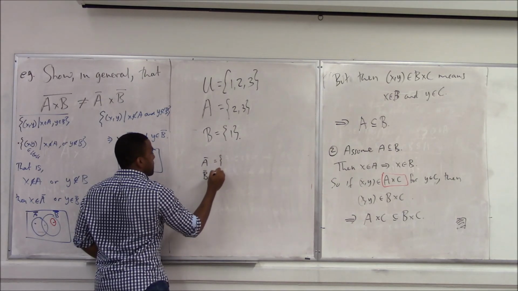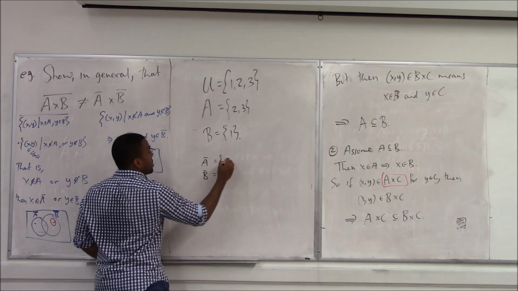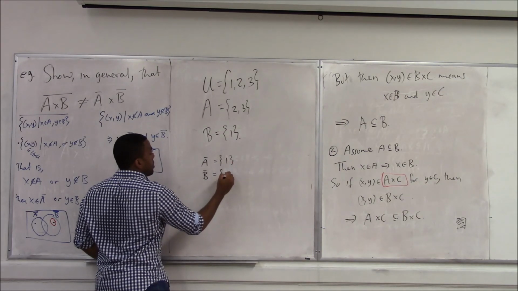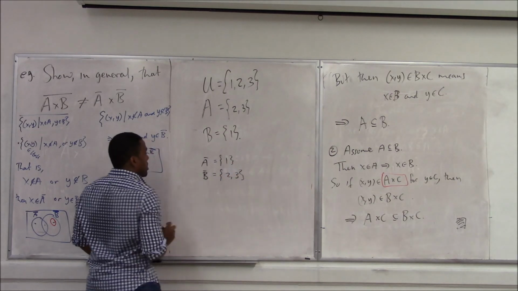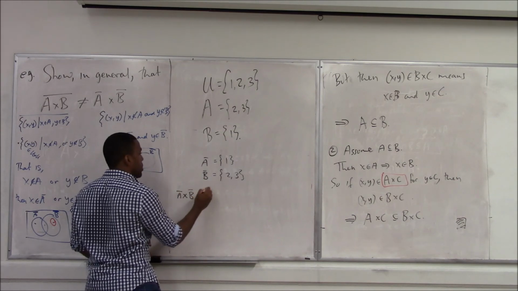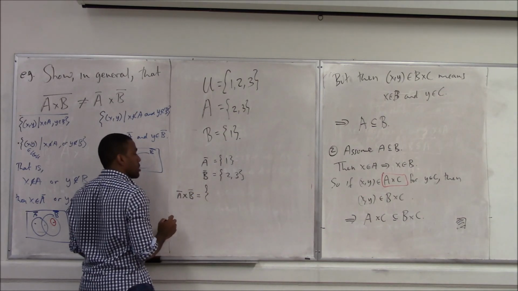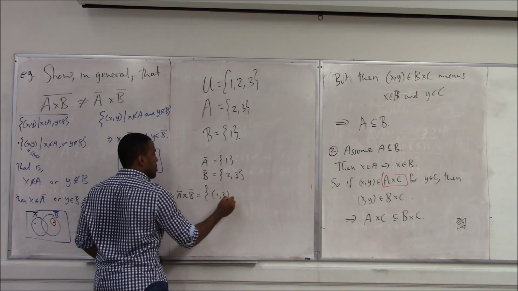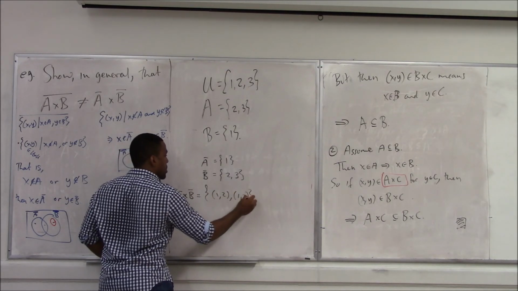A complement would just have 1 in it. My B complement would have 2 and 3. And so if I were to take A complement cross B complement, what would that look like? 1, 2, and 1, 3.